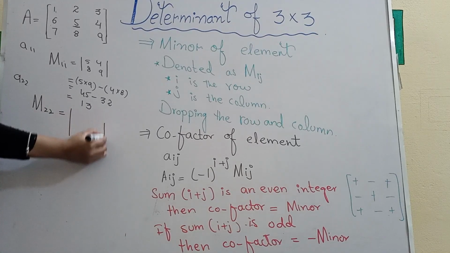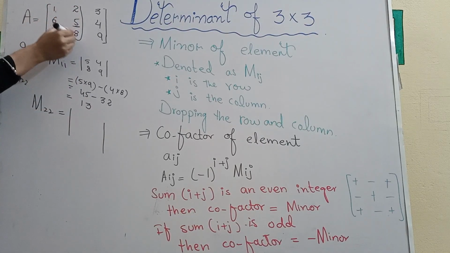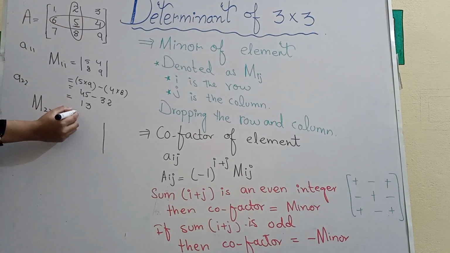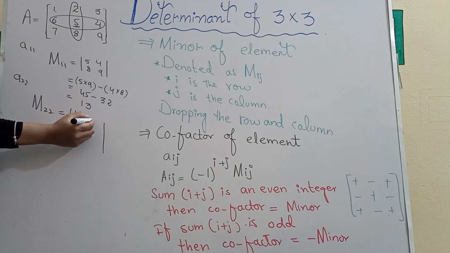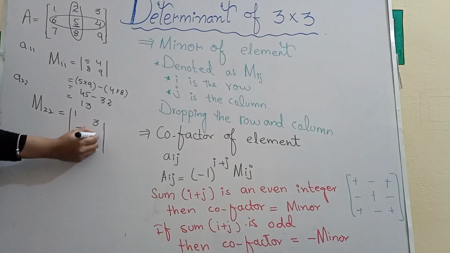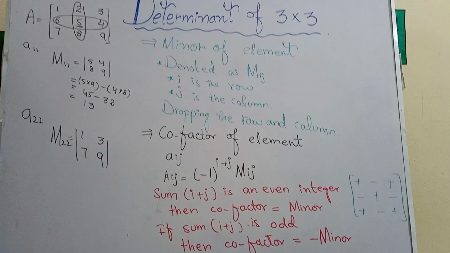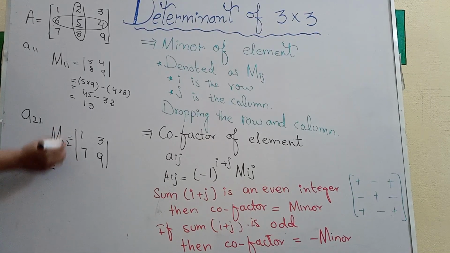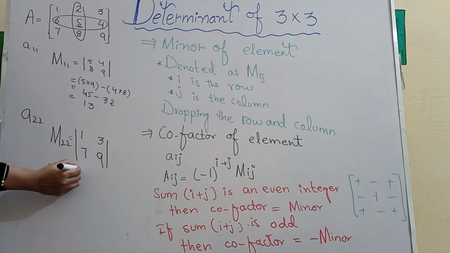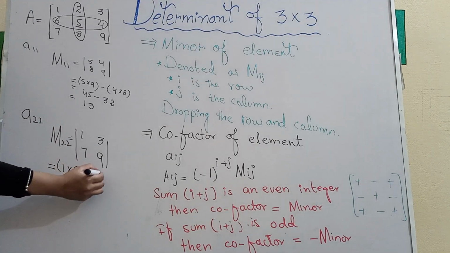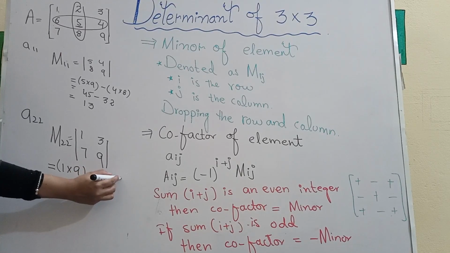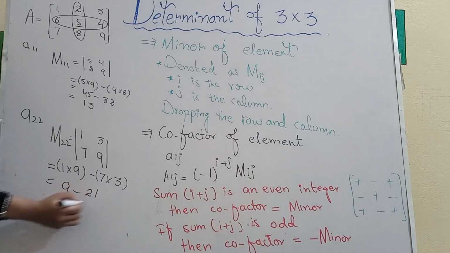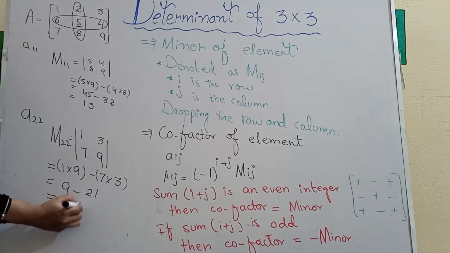So for this, we have to draw the column and the row. So the remaining elements left are 1, 3, 7 and 9. So here we have to calculate it with the simple determinant method, that is 1 multiplied by 9 minus 7 multiplied by 3, which becomes 9 minus 21, which is equal to minus 12.